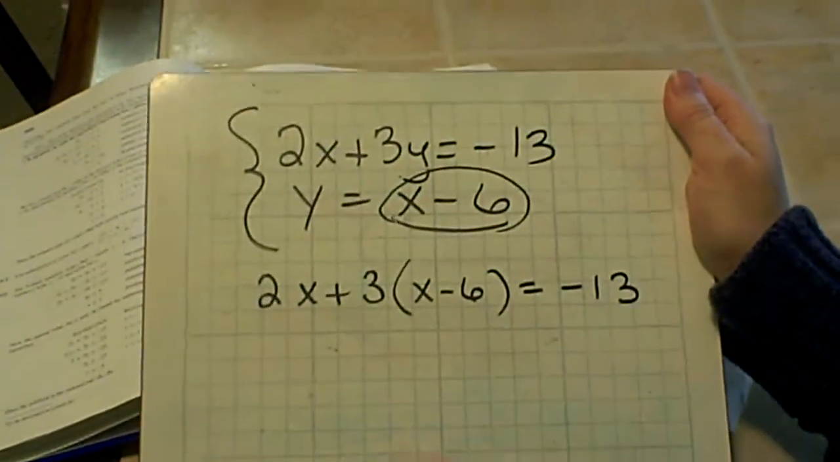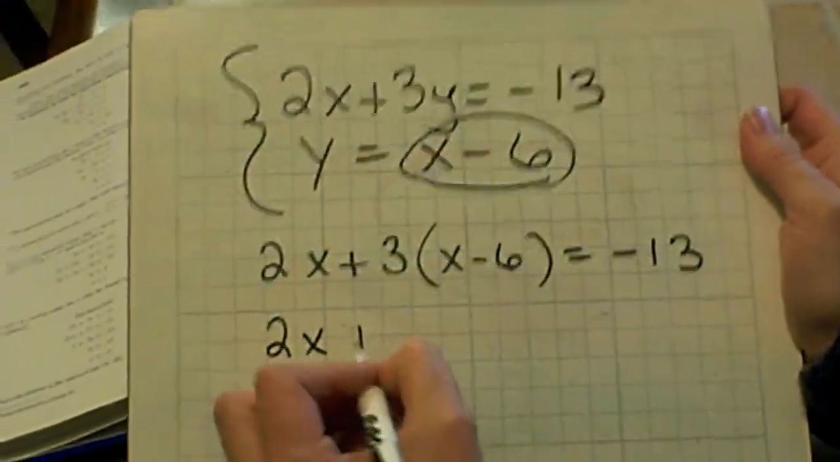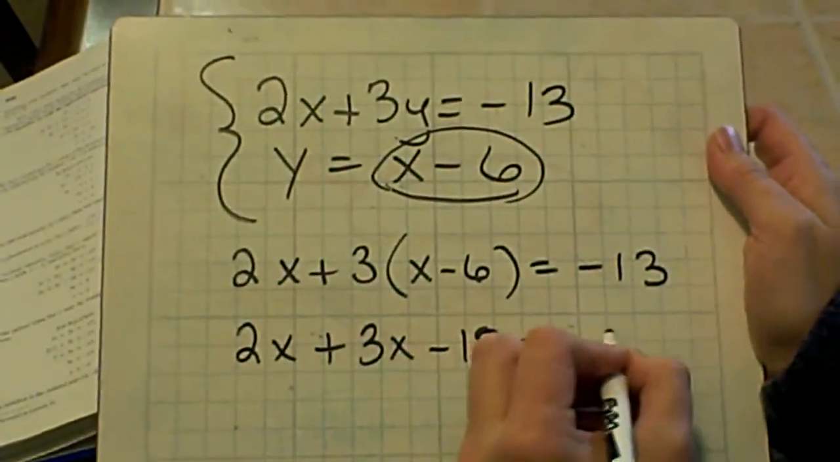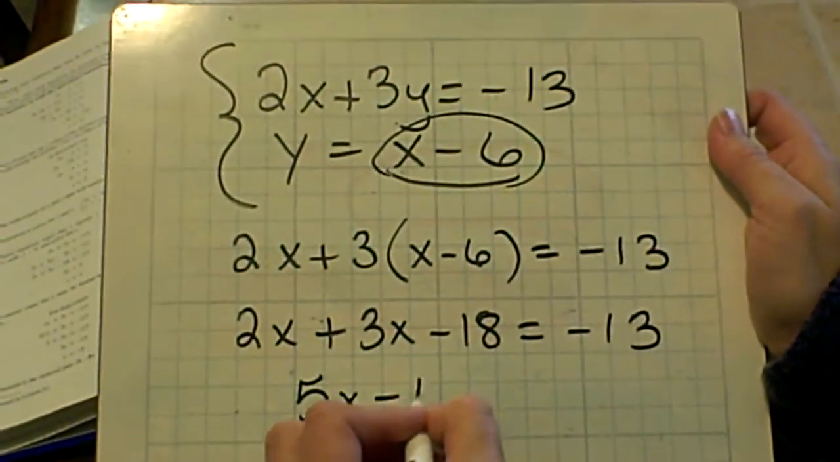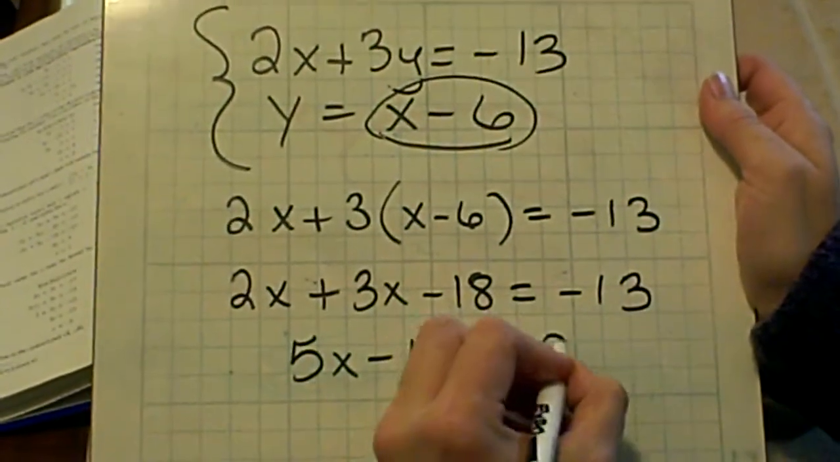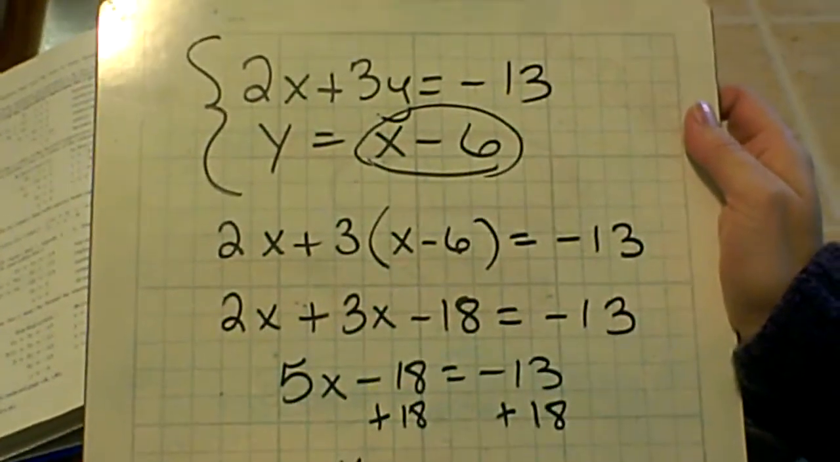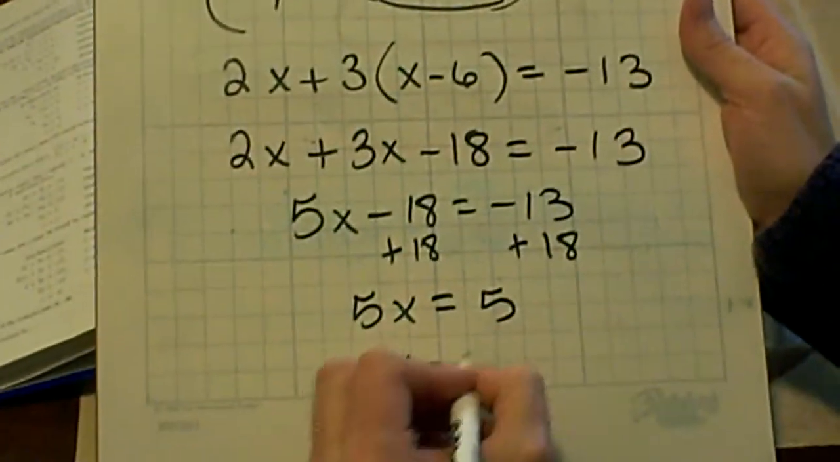So in this equation, I'm going to be solving for x first. So I have 2x, distribute the 3, so 3x minus 18 equals -13. Combine your like terms, so we'd have 5x minus 18 equals -13. Add 18 to both sides, and you get 5x equals 5, which means x equals 1.